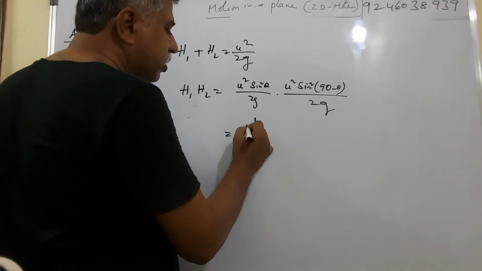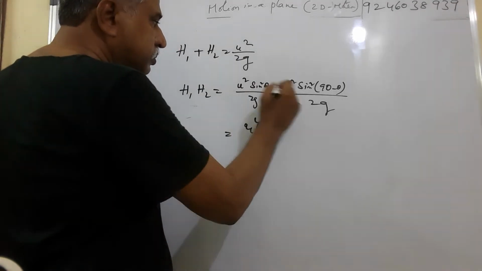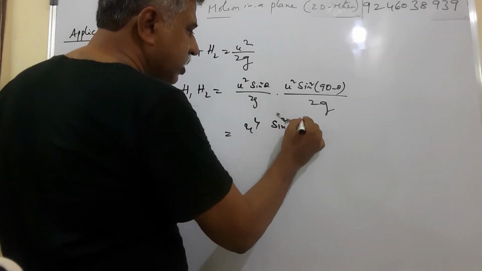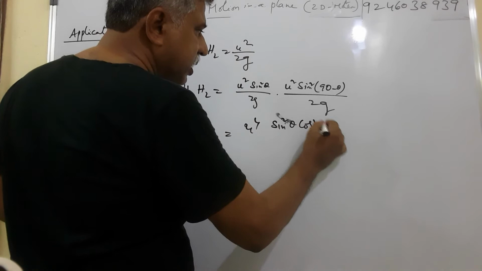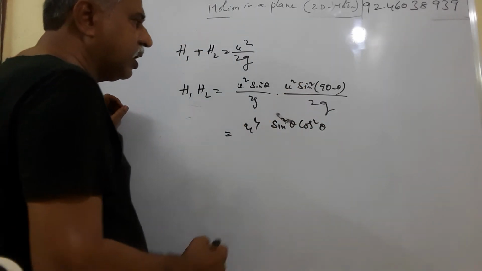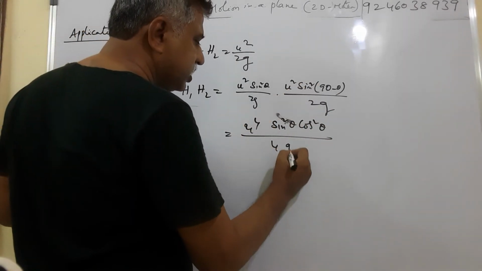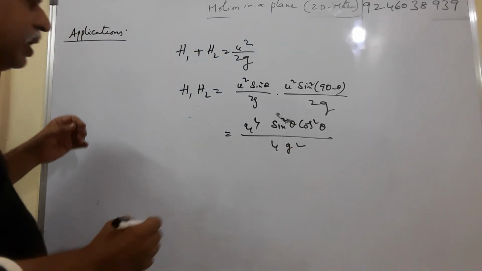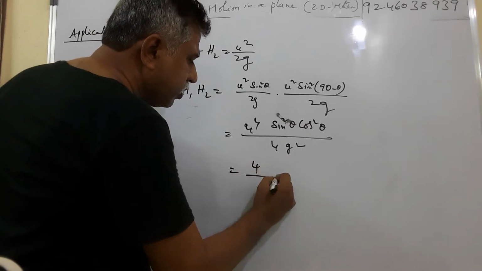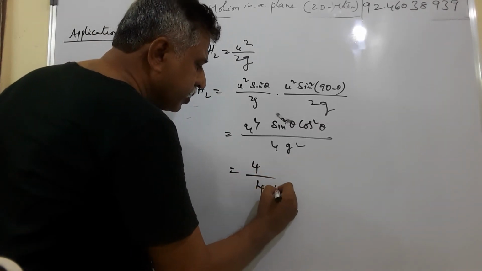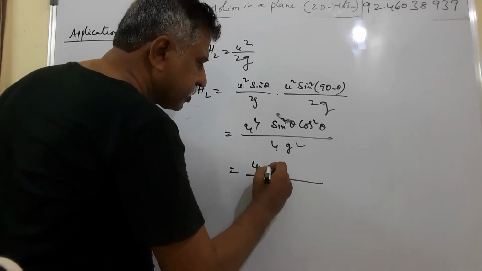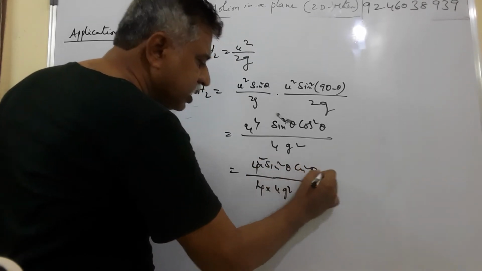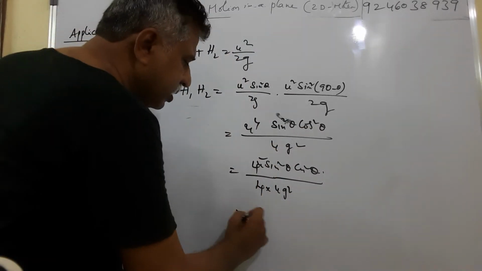U to the power of 4 sin to the power of 4, sin square theta cos square theta becomes cos square theta by 4g square. Now I multiplied by 4 and divided by 4 g square: sin square theta, u square sin square theta cos square theta. We simplify this one.